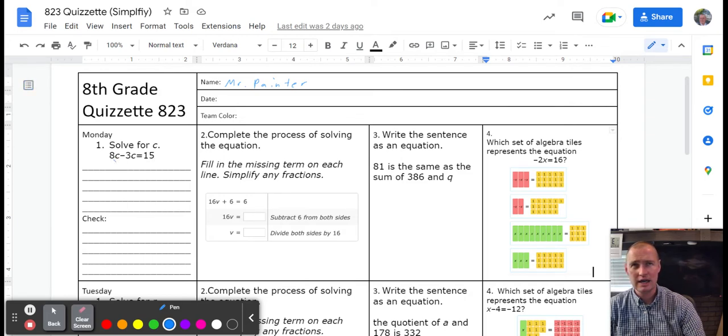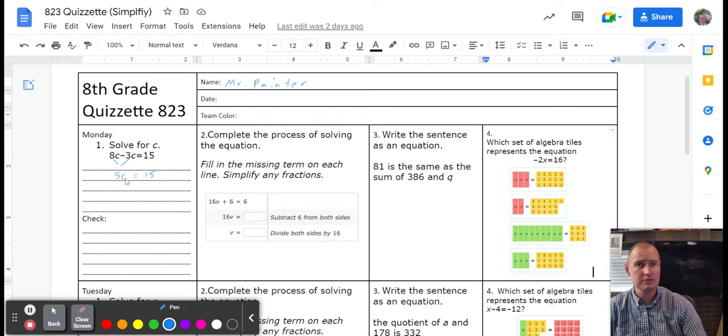Now, when you take a look at 8C and 3C, notice that we can do something called combine like terms. So let's say, for an example, we have 8 cats and we get rid of 3 cats. Well, 8 minus 3 cats is going to give us 5 cats left. So we're going to bring down 5C equals 15. Notice the right side of the equal sign is 15, and there's no change. We didn't touch the right side. We left it alone.